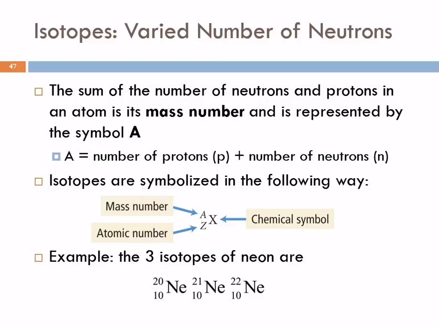One of the nice things about this is if you need to know how many neutrons this isotope has, all you have to do is take those numbers and subtract. That one has 10 neutrons, this one has 11, and this one has 12 neutrons. So the symbol doesn't directly tell us how many neutrons, but we can figure it out with a very simple subtraction.